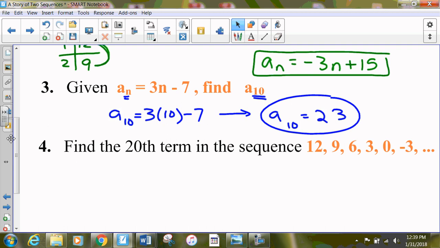But what if it's at the 120th term? We don't want to keep doing that. We're probably going to make a mistake, and it's going to be time consuming. Life's too short. So what we're going to do is this.